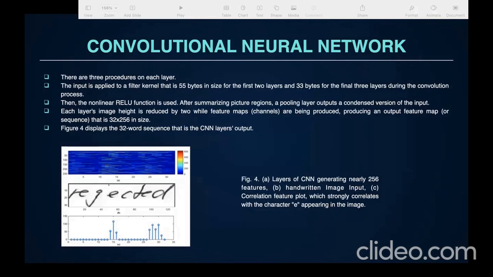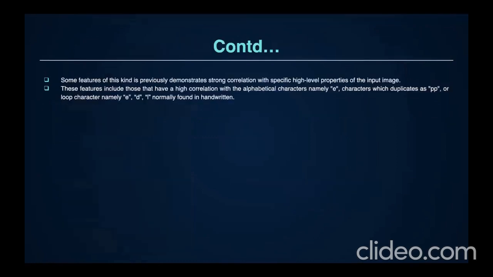Now, this figure depicts a 32-step sequence, that is the CNN layer's output. In this picture, when we take the first part, these are the layers of CNN generating nearly 256 features. When coming to the second part, it is a handwritten image input. Coming to the third part, it is a correlation feature plot which strongly correlates with the feature E.